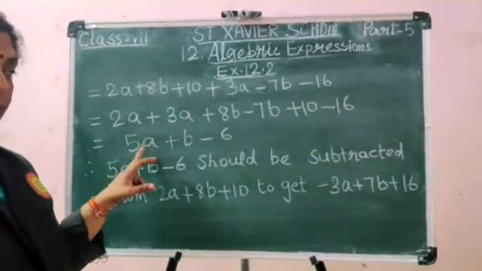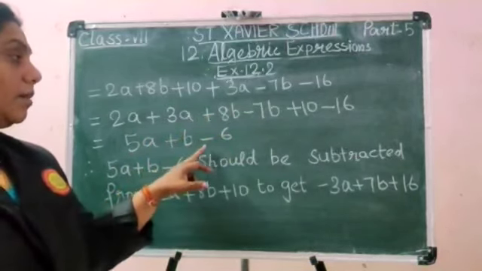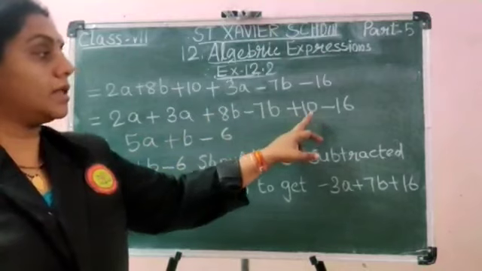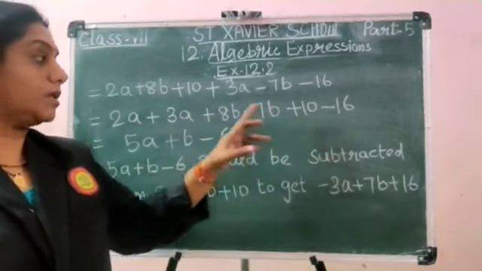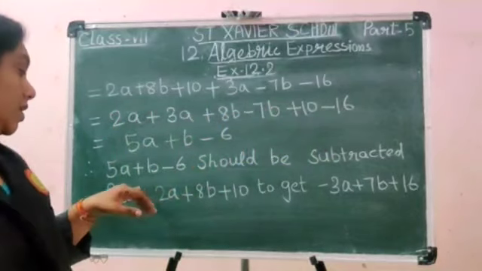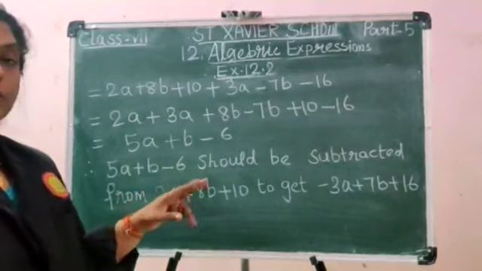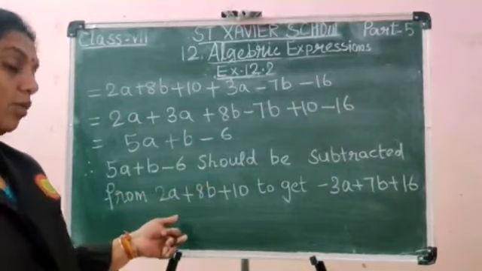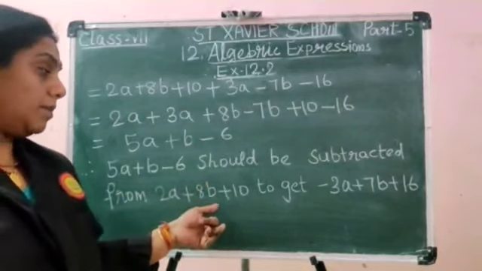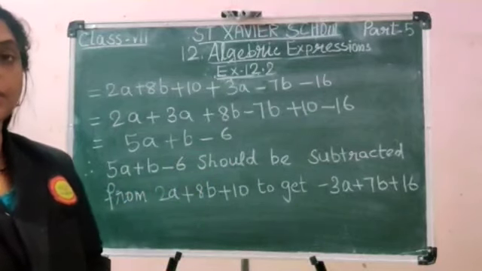2 plus 3, 5a. Then 8 minus 7 will become 1. So plus 1b, then 10 minus 16: 16 minus 10 will become 6, and we'll keep the minus before it. Therefore 5a plus b minus 6 should be subtracted from 2a plus 8b plus 10 to get minus 3a plus 7b plus 16.